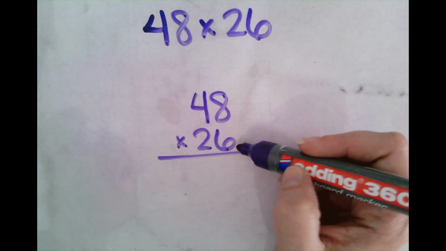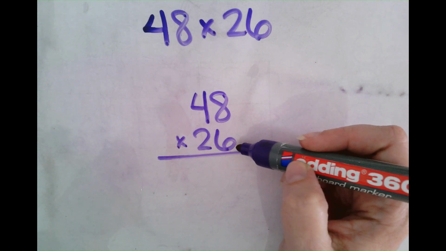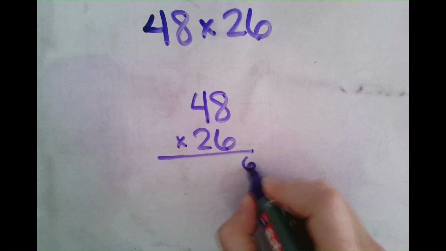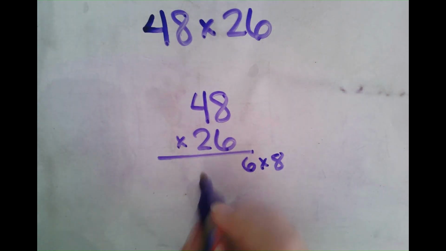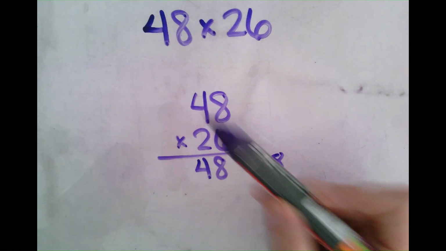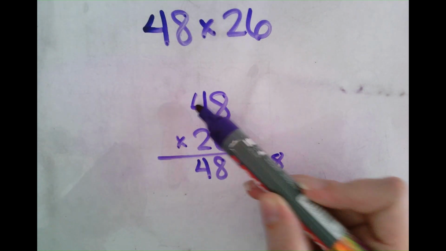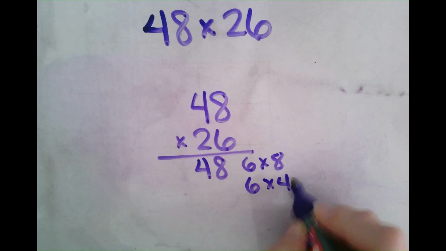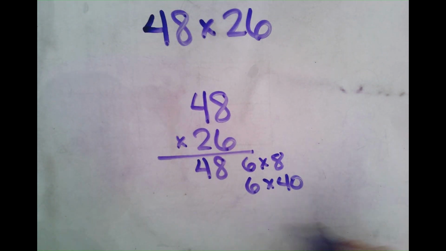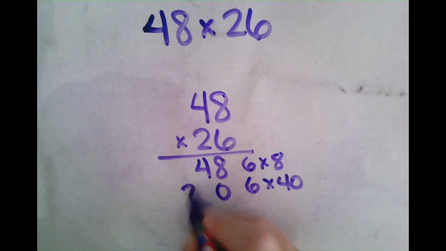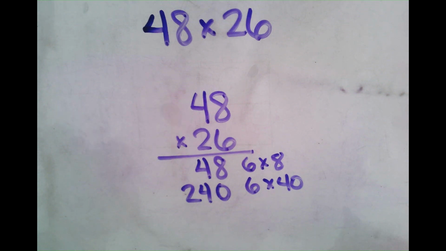So I'm going to start here in the lower right in the ones place on the second number. I'm going to multiply the two ones places together. So 6 times 8, well, that's 48. Then I'm going to move over and multiply this ones place by this tens place. 6 times 40, well, I know 6 times 4 is 24, but I need to multiply that by a 10, so that's 240.